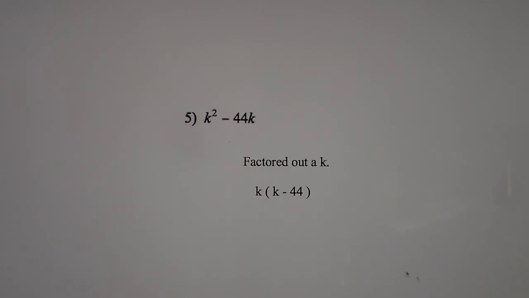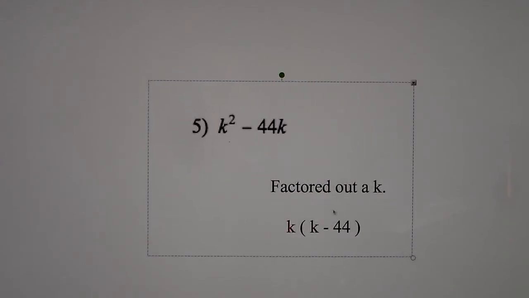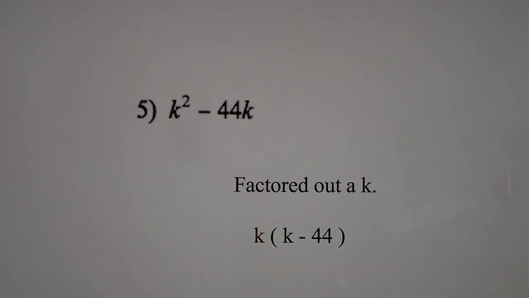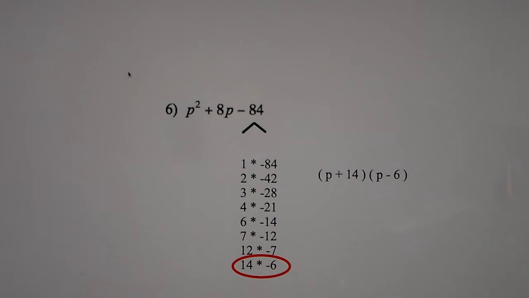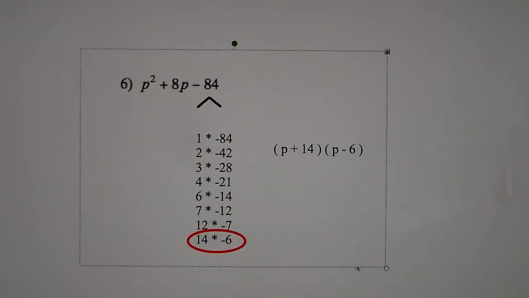So if we do the next problem here, obviously it's one of the easier ones. We have k squared minus 44k. So we just have to factor out a k. And problem number 6 is one of the longer ones. So this is one we could use our graphing calculator with to make life a little bit easier.